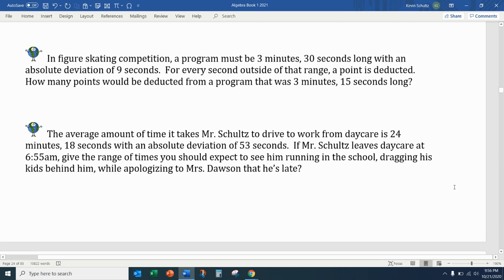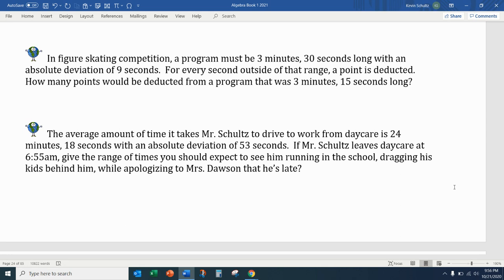And finally, the average amount of time it takes me to drive to work from daycare is 24 minutes, 18 seconds with an absolute deviation of 53 seconds. If I leave daycare at 6:55 a.m., give the range of times you should expect to see me running in the school, dragging my kids behind me while apologizing to Mrs. Dawson that I'm late.